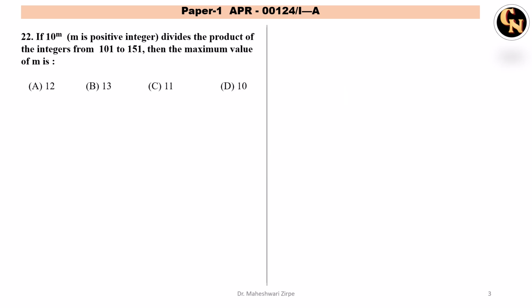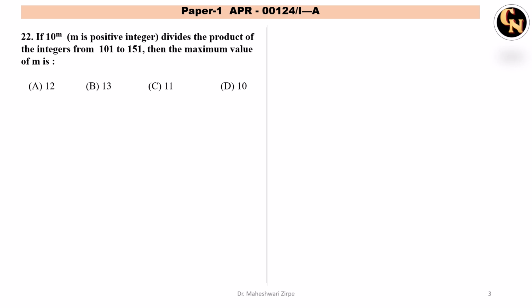In the next question they've asked: if 10 to the power m, where m is a positive integer, divides the product of integers from 101 to 151, then the maximum value of m is dash. So first of all we should find the product of integers from 101 to 151. So let us begin with this.